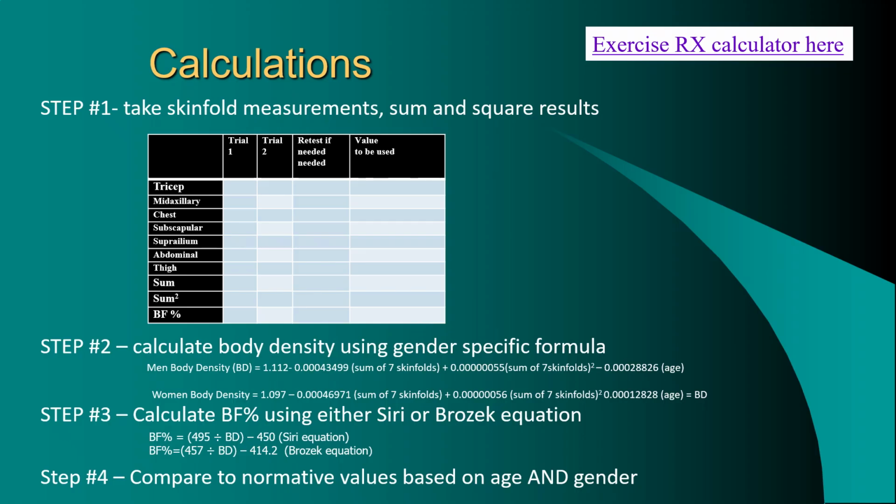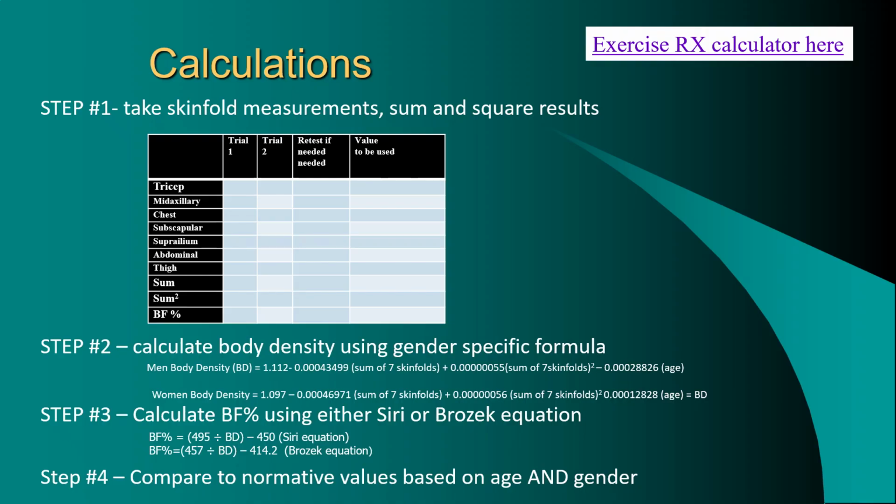And so that leads us to how to do all our math. Again, nowadays you can have an app that does it, or you can do it on Excel. But first you have to take all your skinfold measurements, and here you show trial 1, trial 2, and then the retest if needed, and then what value you're going to use.